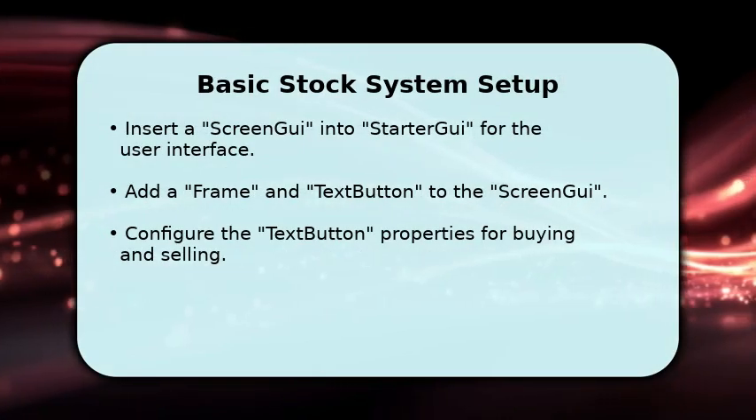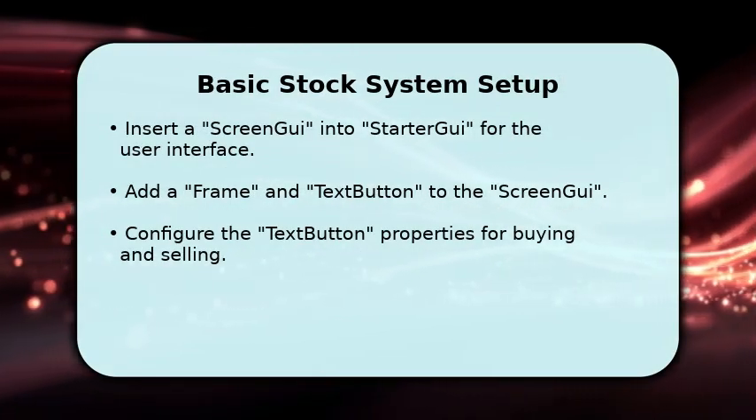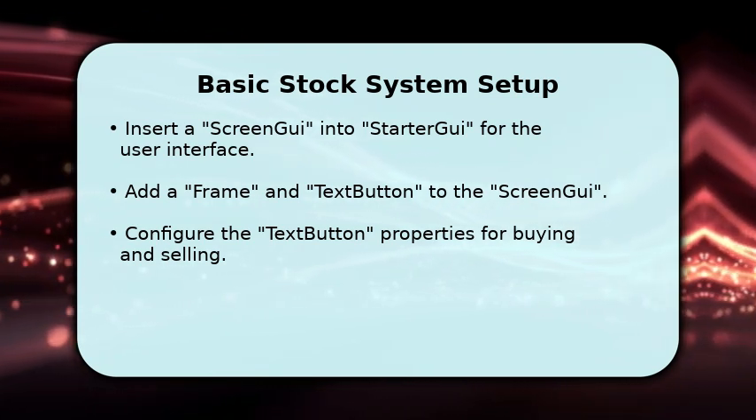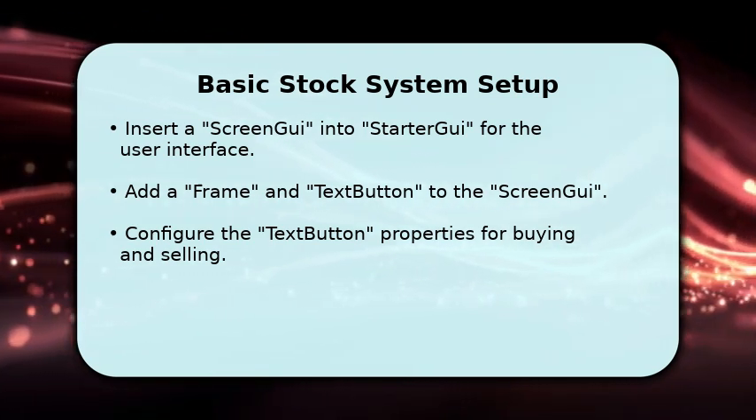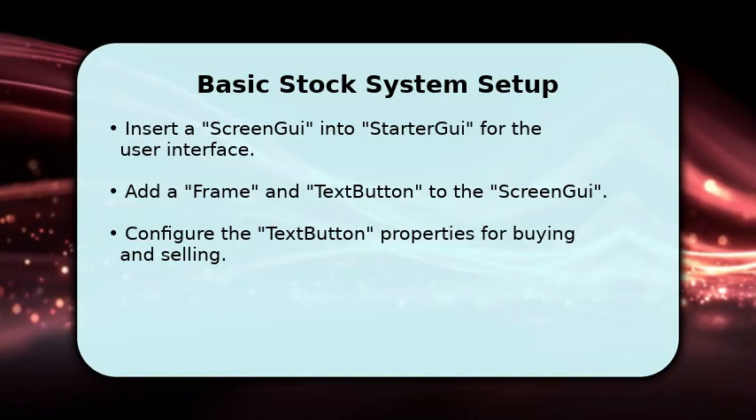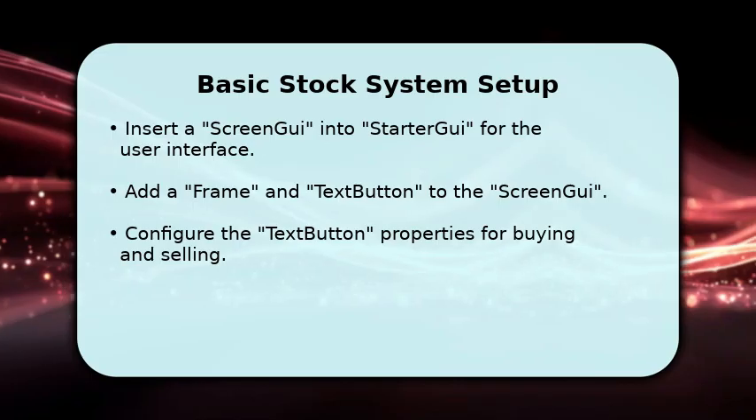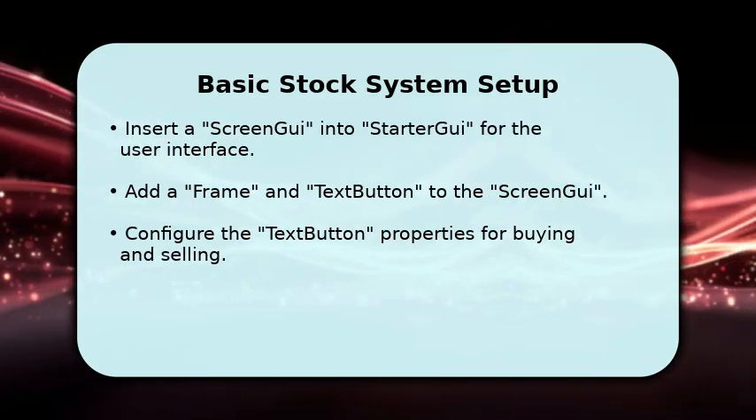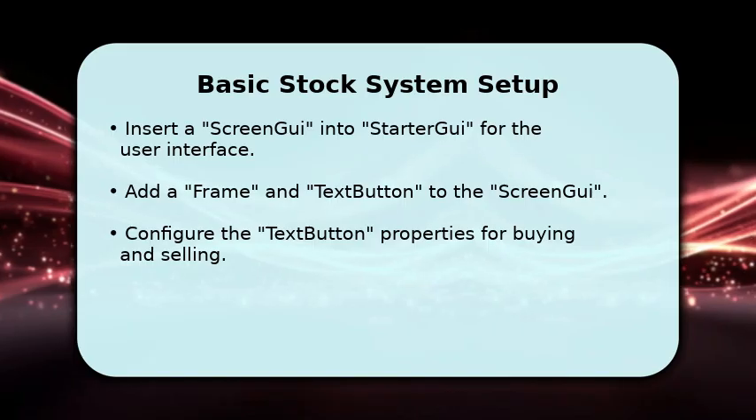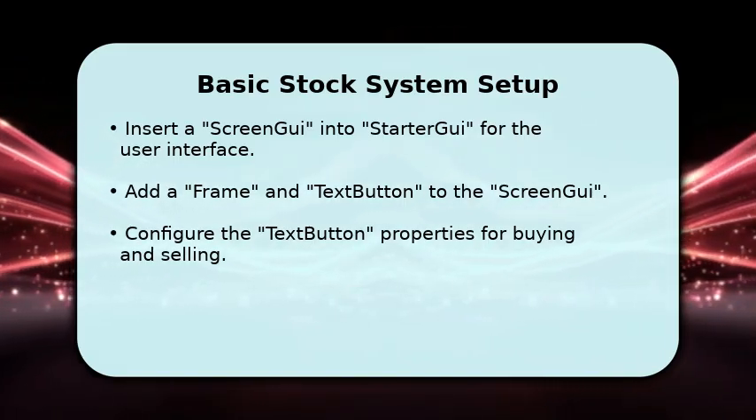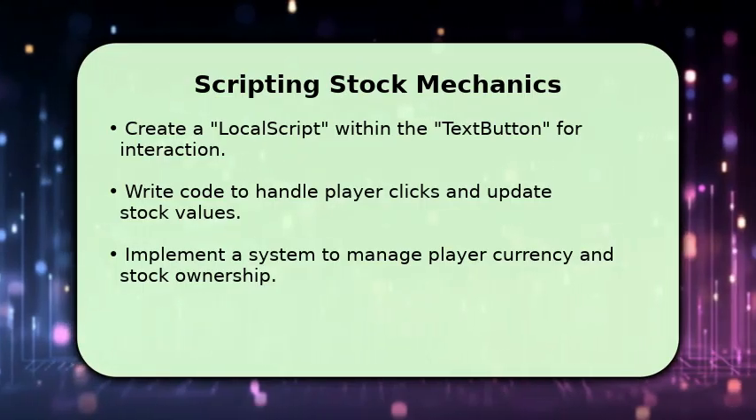Now, let's set up the visual components. Insert a screen GUI into Starter GUI, then add a frame and two text buttons inside it. One button will be for buying shares and the other for selling. Customize their text and colors to make them clear and appealing. We'll also add a text label to display the current stock price, ensuring players have all the necessary information at a glance. Next, we'll dive into the scripting.